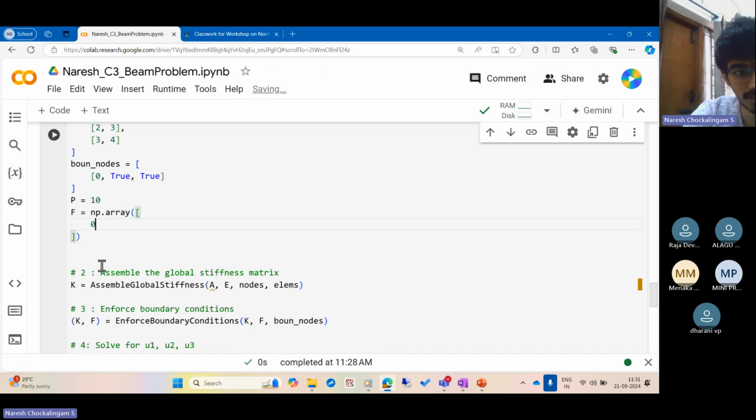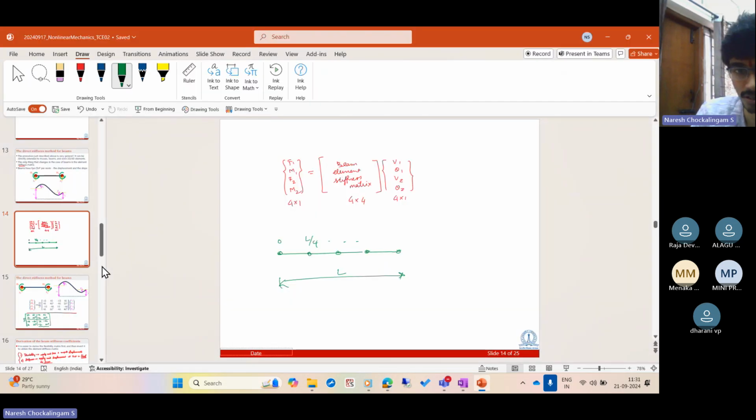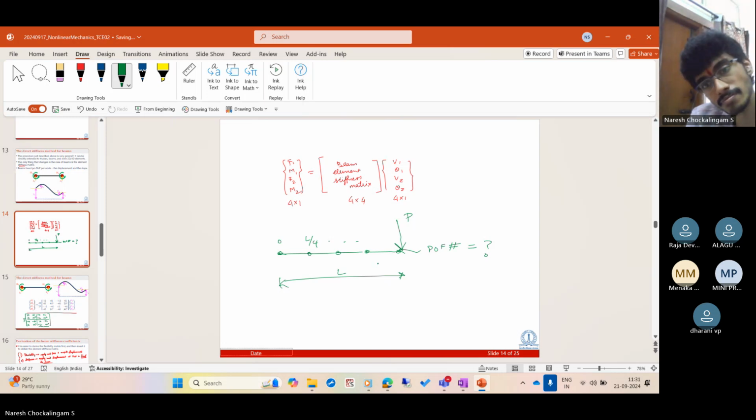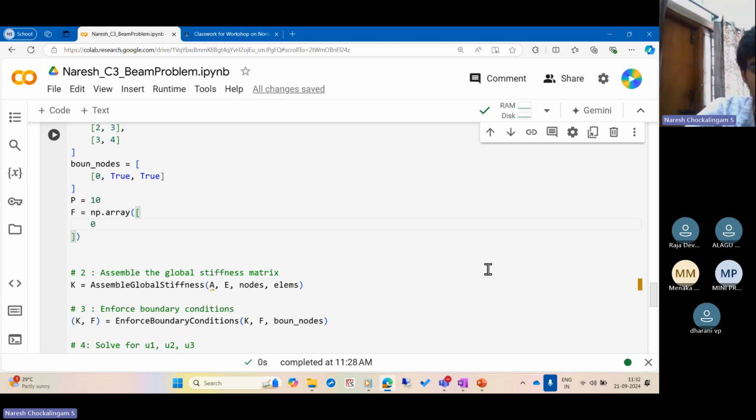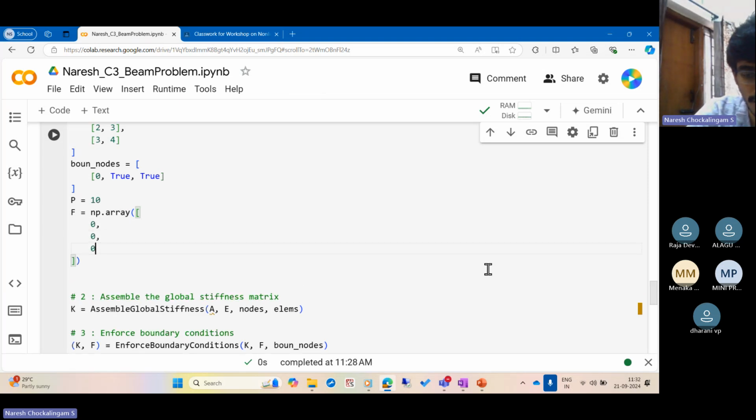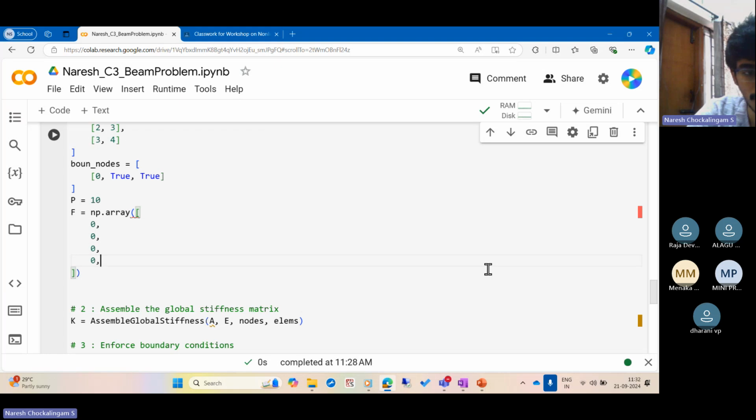Degrees of freedom 0, 0. So which degree of freedom will have the force? It's here. So what is the degree of freedom number? In Python format, it is 8. So it is 0, 1, 2, 3, 4, 5, 6, 7, 8. So everywhere else it is 0.